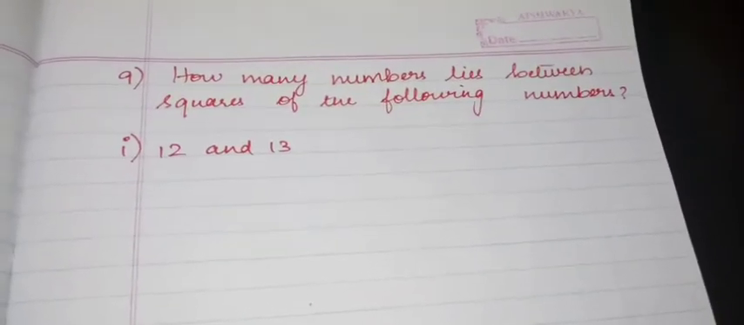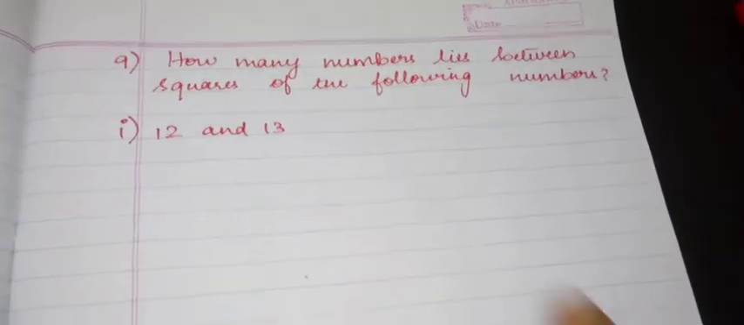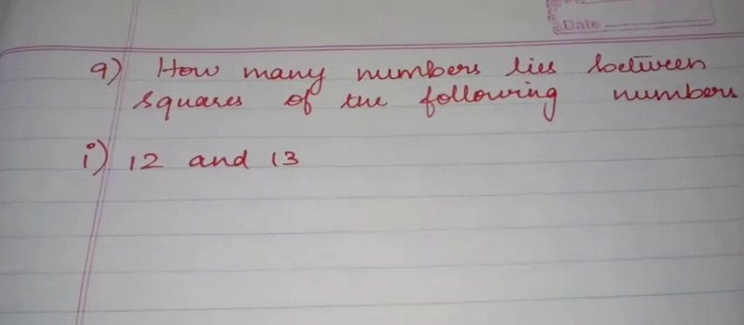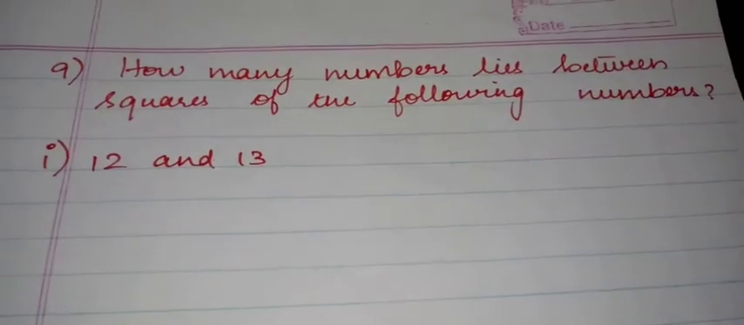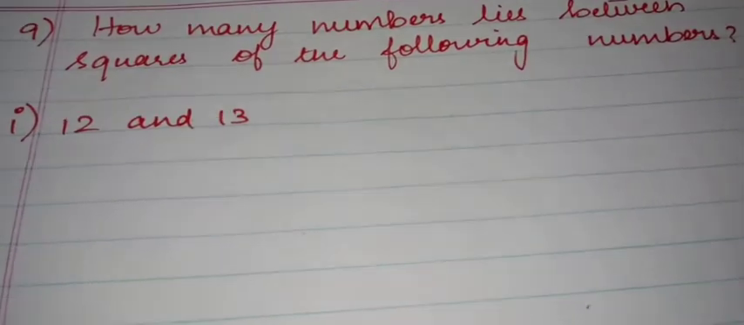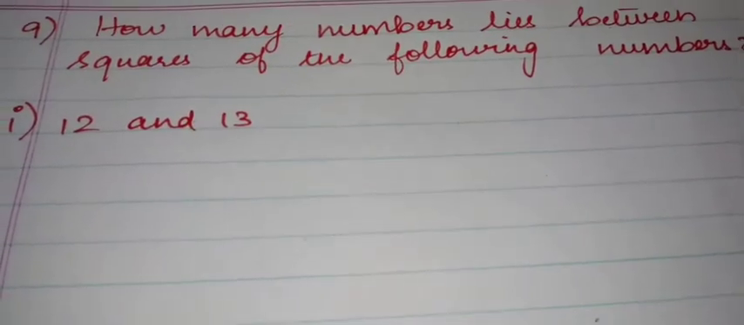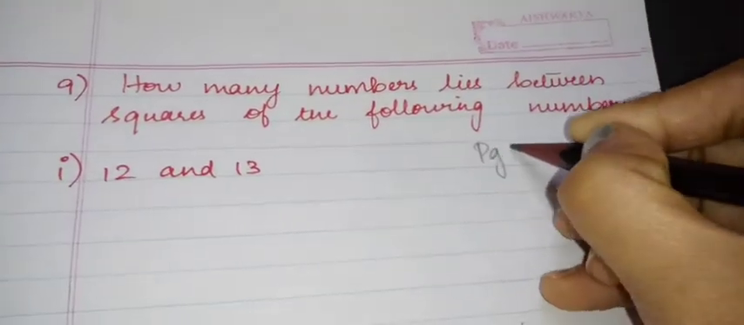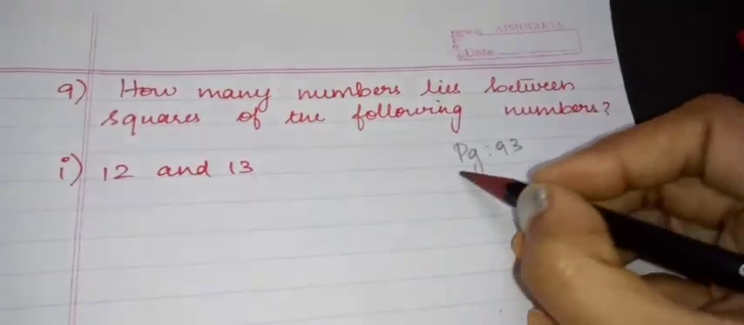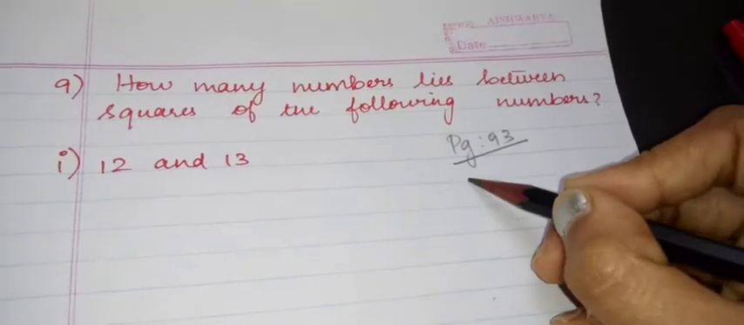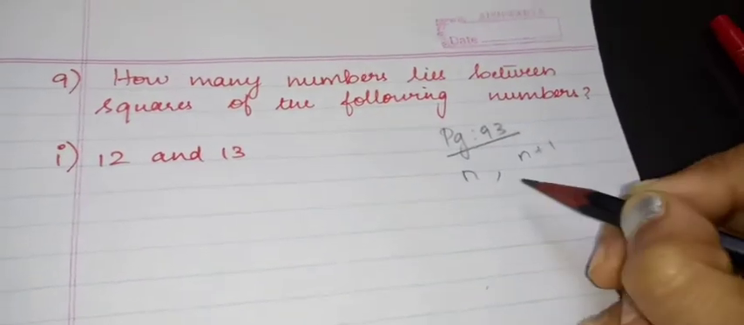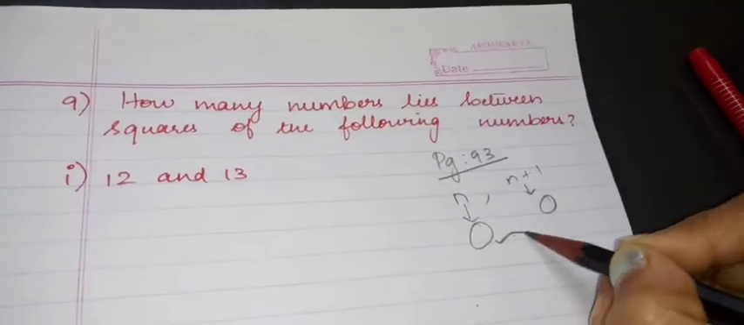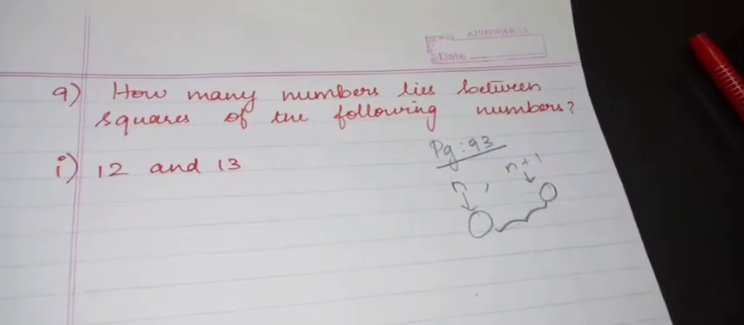How many numbers lie between squares of the following numbers? See, have you heard this definition? How many non-square numbers are between two square numbers? Yes, you can take page number 93. In that they have given two numbers, n and n plus 1. The squares of these two numbers are given. We are going to find the numbers between these two.